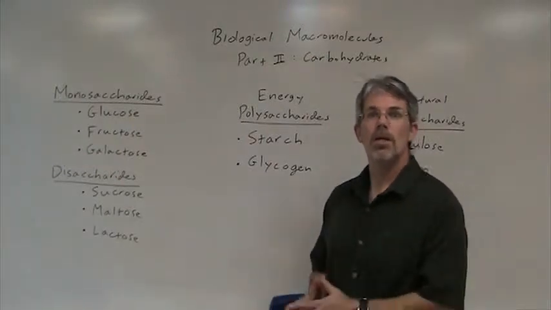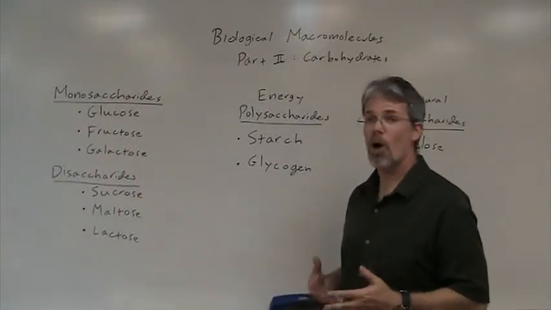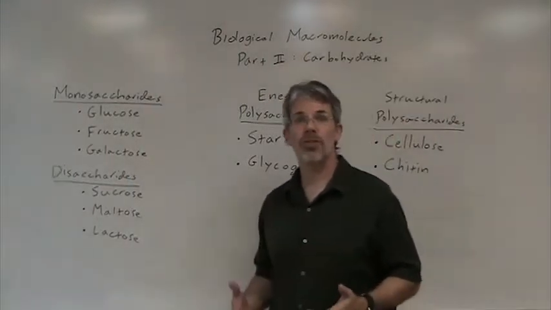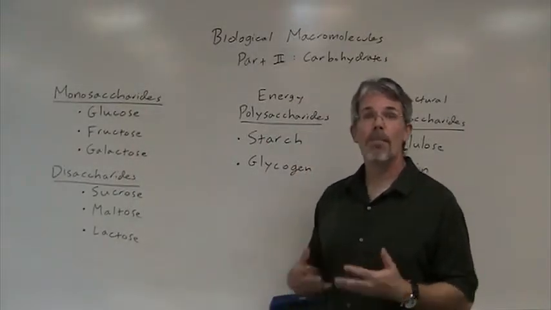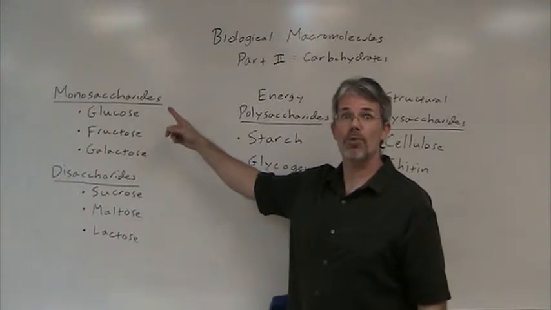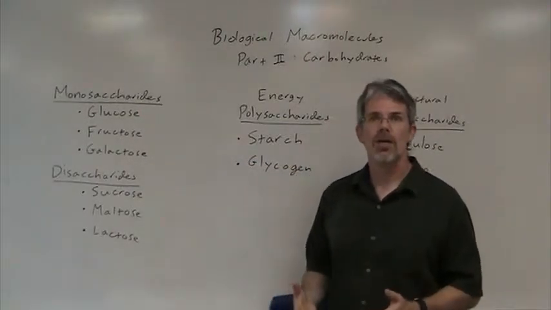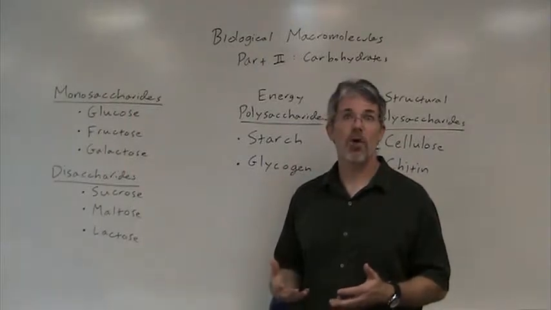Part 2 of biological macromolecules are the carbohydrates. Now, carbohydrates include sugars, starches, and various fibers. We start off with the monomers of the group. They are known as the monosaccharides, the simple sugars. Monosaccharides can be anywhere from 3 to 7 carbons or so.